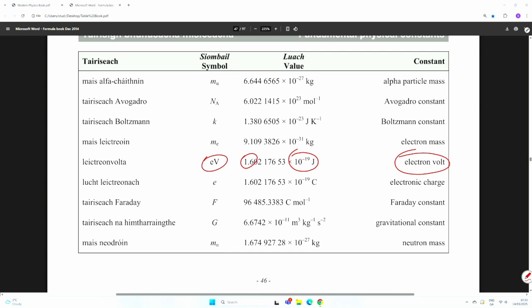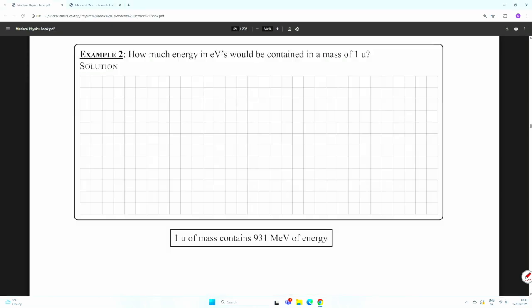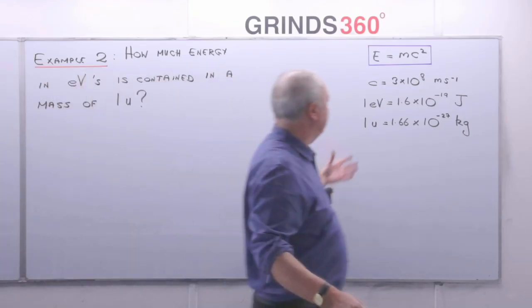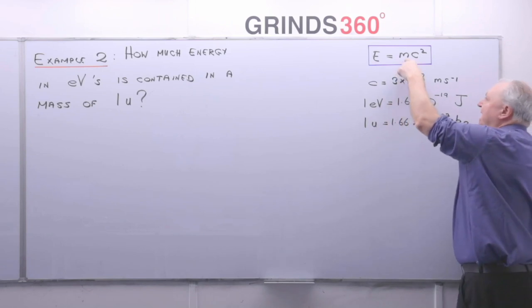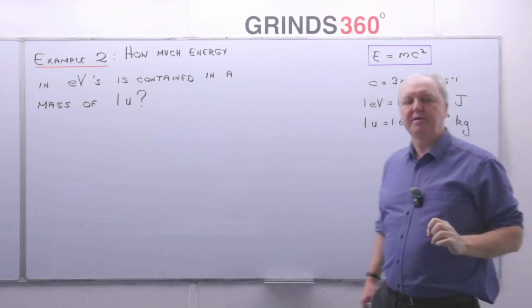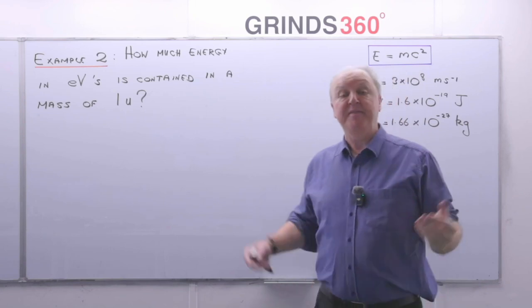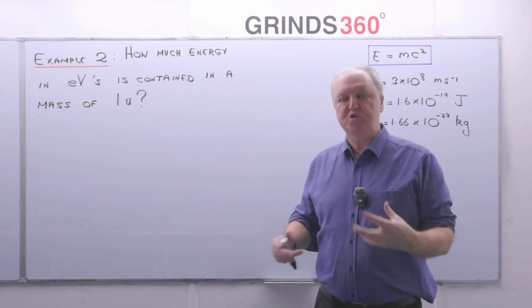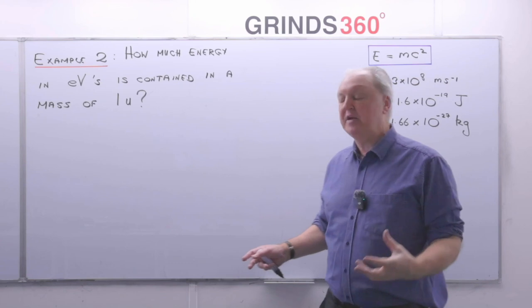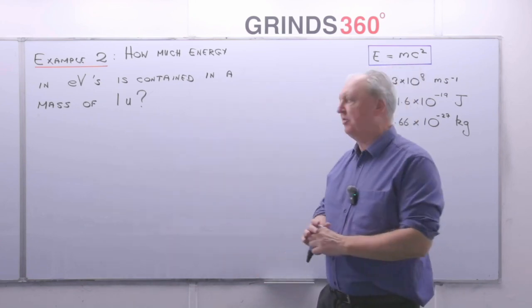So let me do a simple example using the small units. Let me go on to example number 2. It says, how much energy in electron volts, the little units of energy, would be contained in a mass of 1 atomic mass unit, the little unit for mass? Well, the only formula we have for converting mass into energy is E is equal to mc squared. And E is equal to mc squared uses the big units. That uses joules and kilograms.